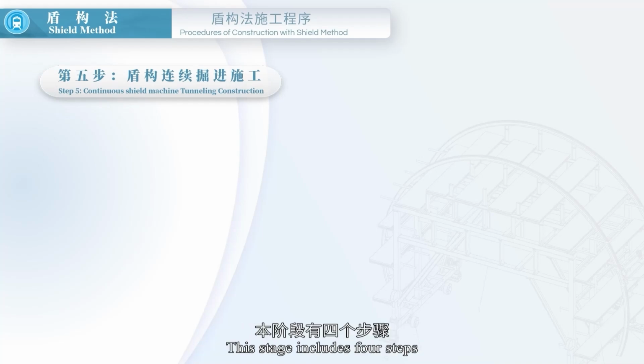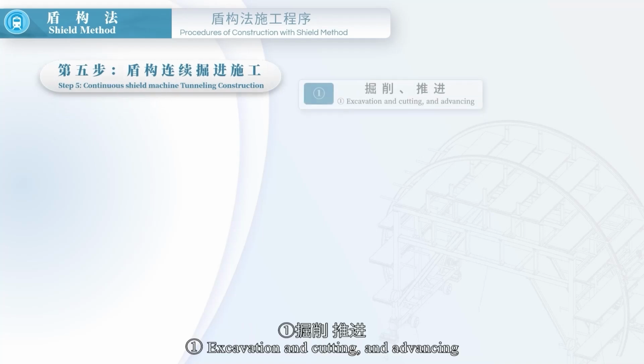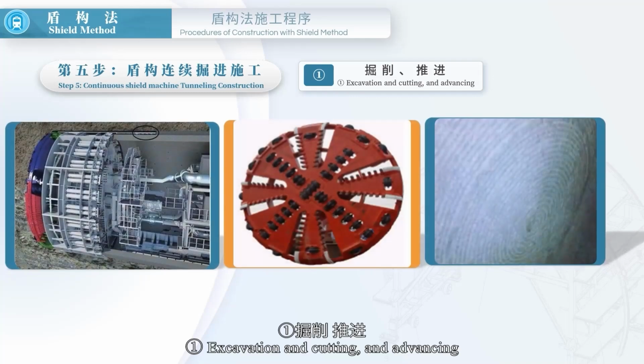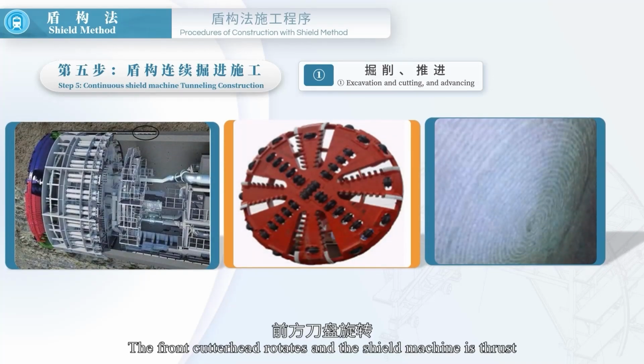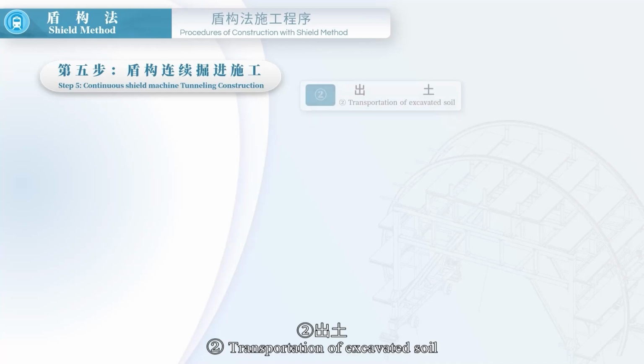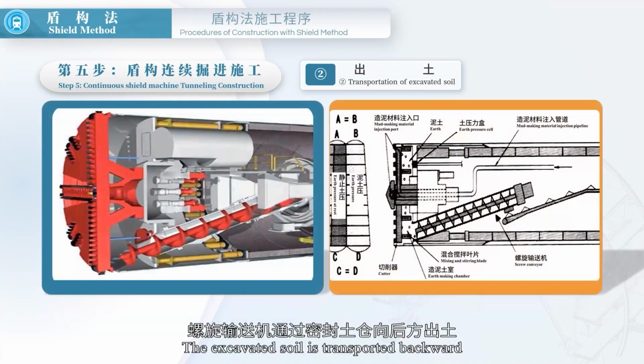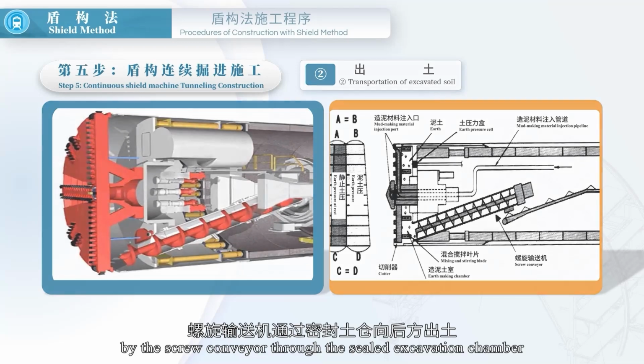This stage includes 4 steps: excavation and cutting and advancing. The front cutter head rotates and the TBM is thrust by the hydraulic propulsion system in the middle shield. Transportation of excavated soil. The excavated soil is transported backward by the screw conveyor through the sealed excavation chamber.